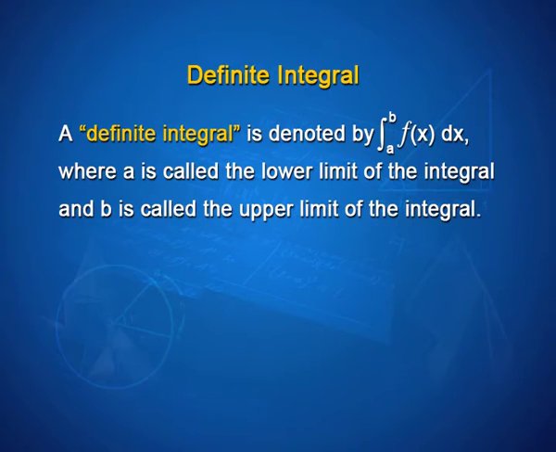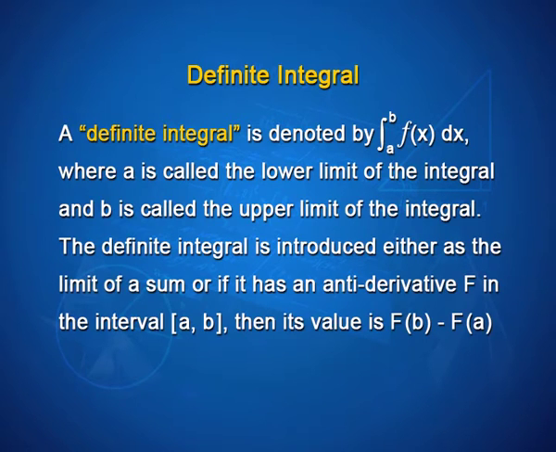A definite integral is denoted by the integral from a to b of f of x dx, where a is called the lower limit of the integral and b is called the upper limit of the integral. The definite integral is introduced either as the limit of a sum, or if it has an antiderivative F in the interval [a, b], then its value is F of b minus F of a.